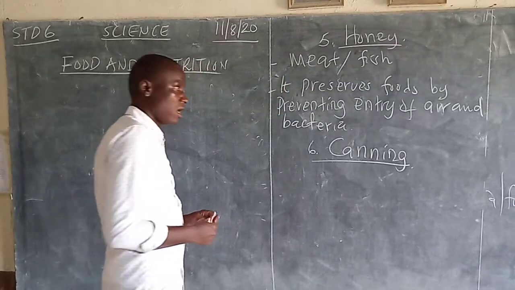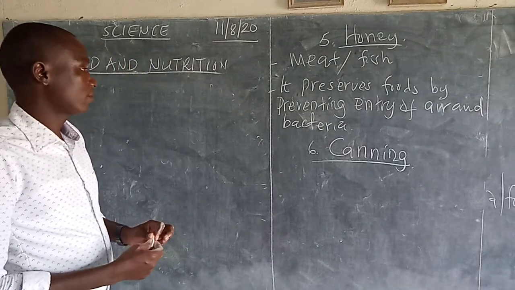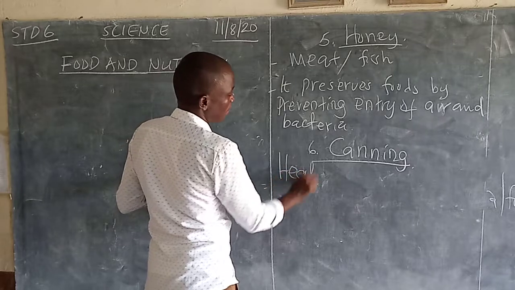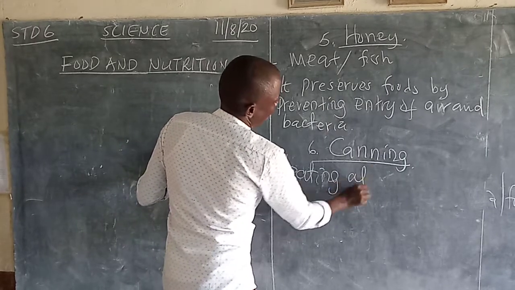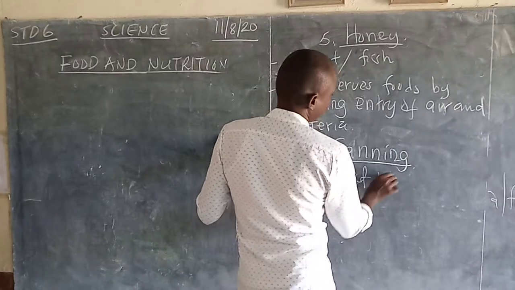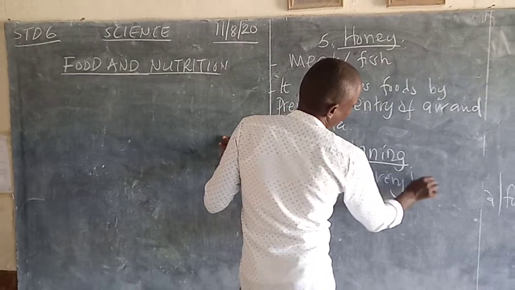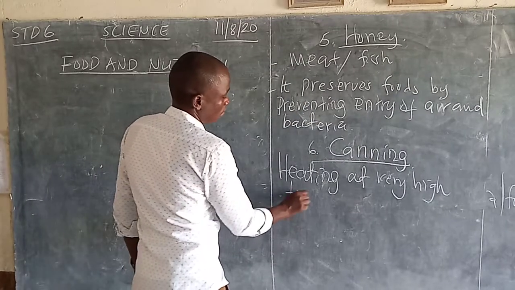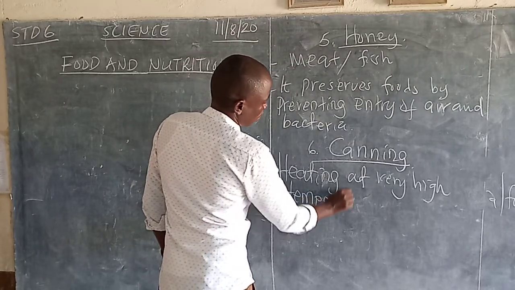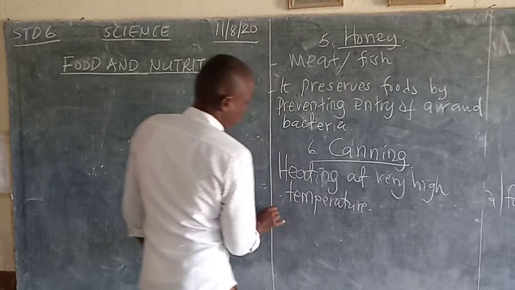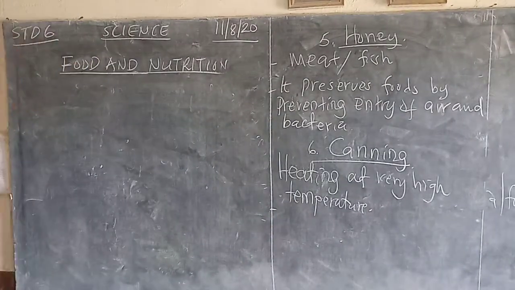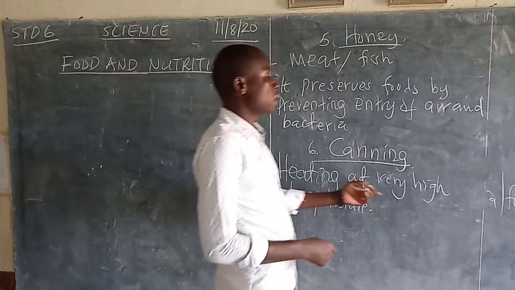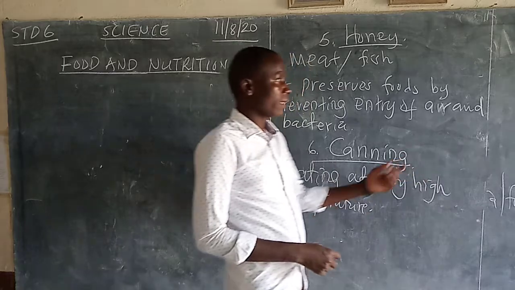First of all, it is done by heating the food. You heat food or you warm it at a very high temperature. Why are you heating food at a very high temperature? You are doing so to kill the bacteria, to destroy bacteria completely.